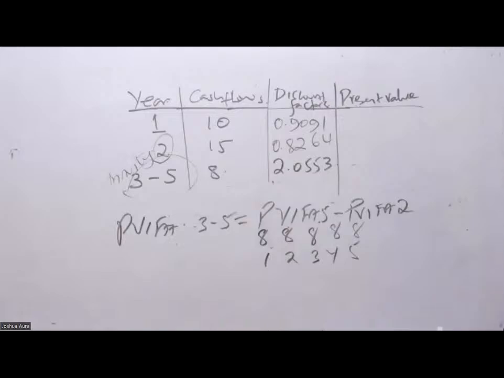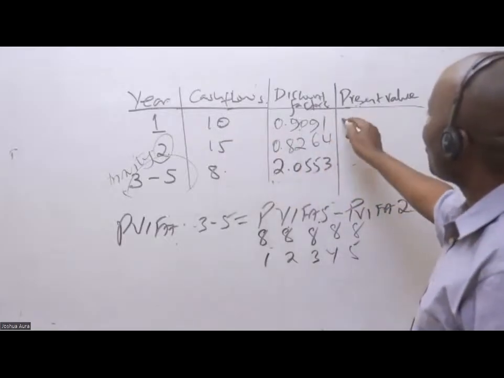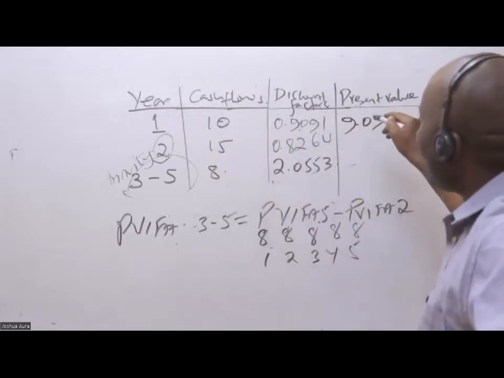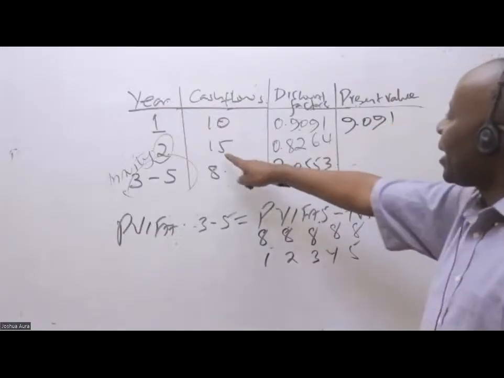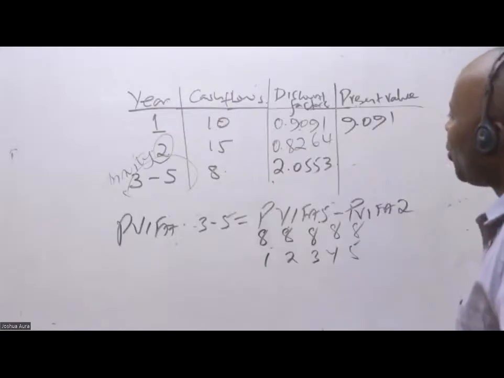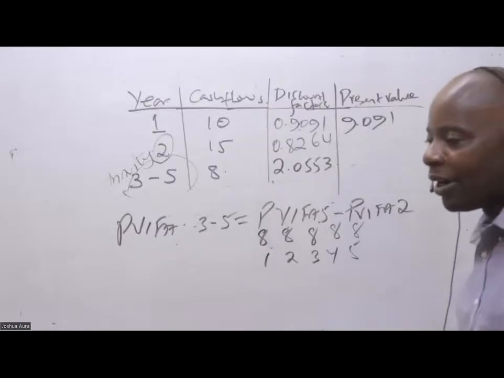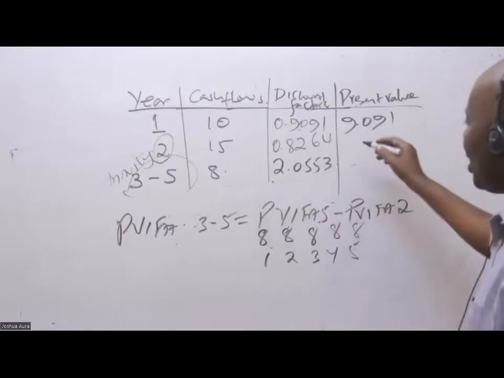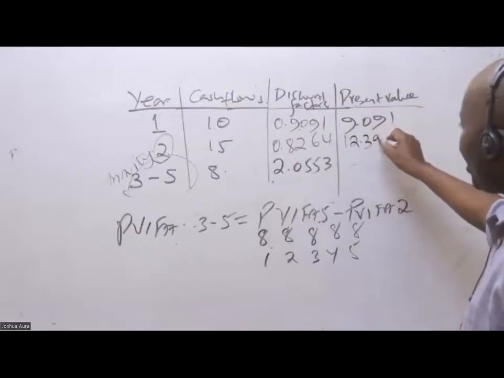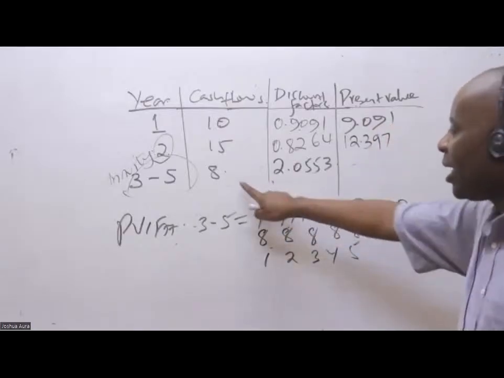Great. So please give me these figures. 10 times this one, and now we are discounting. So this becomes 9.091. And then you take 15 times 0.8264, which is 12.397. And then now we have 8 by this.